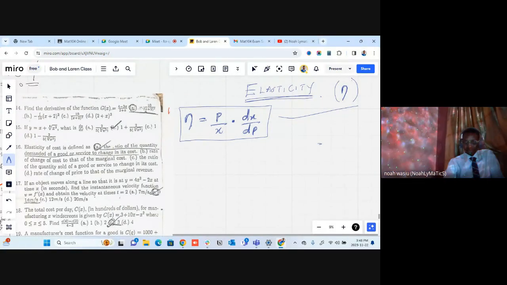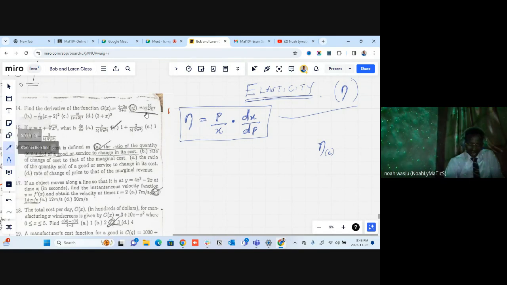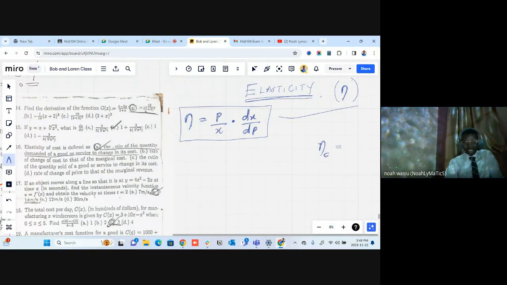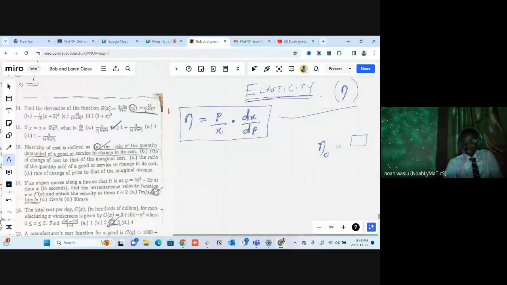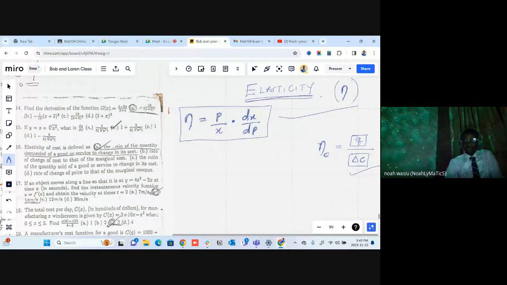Let me just call it NC. If I use it that way, it will not really make any sense. It's a function, so let me use elasticity with subscript C for cost, equal to the ratio. That means I have something up here and another thing down there, right? Of the quantity demanded, that's Q, of a good or service, to change in its cost. That's all.